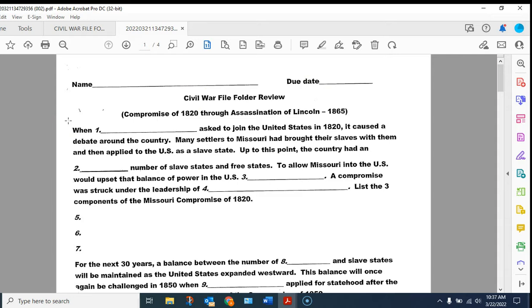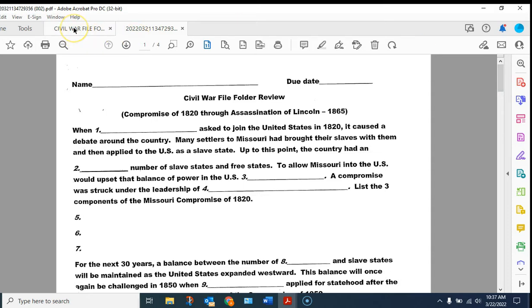When blank asked to join the United States in 1820, it caused a debate around the country. Many settlers to Missouri had brought their slaves with them and then applied to the U.S. as a slave state. Up until this point, the country had an blank number of slave and free states. To allow Missouri into the U.S. would upset that balance of power in the U.S. Blank, a compromise was struck under the leadership of blank. List the 3 components of the Missouri Compromise of 1820.